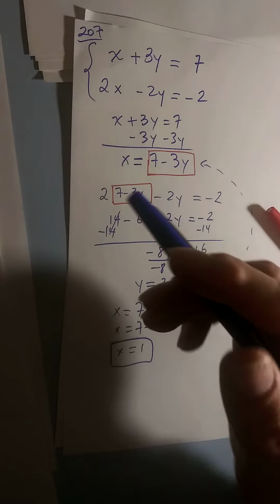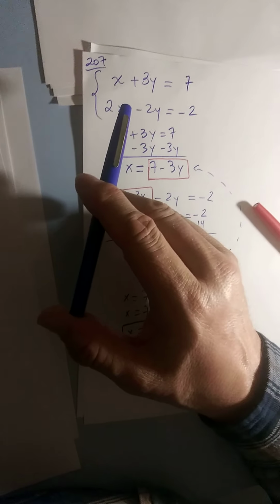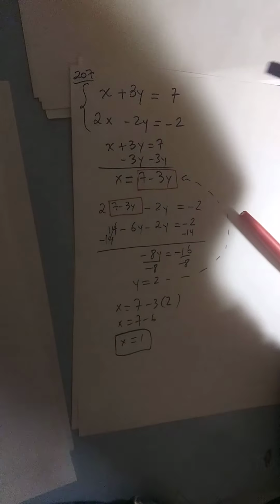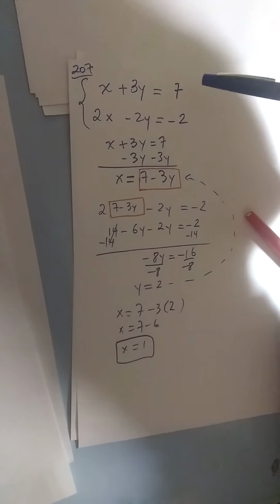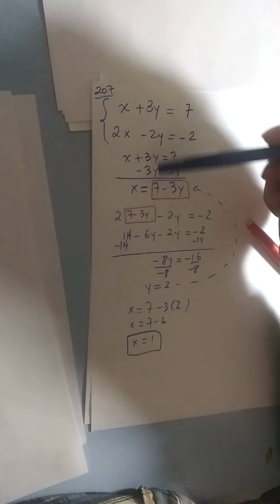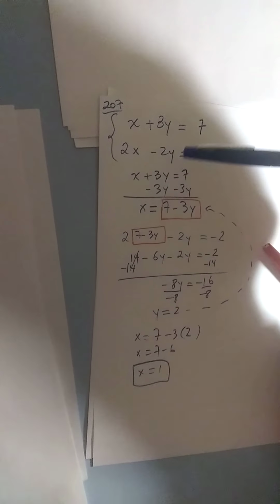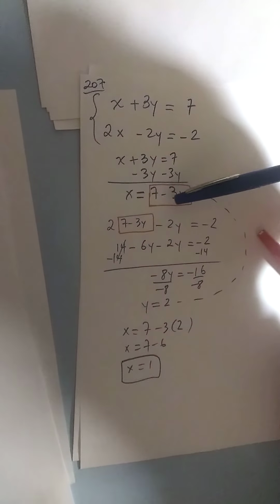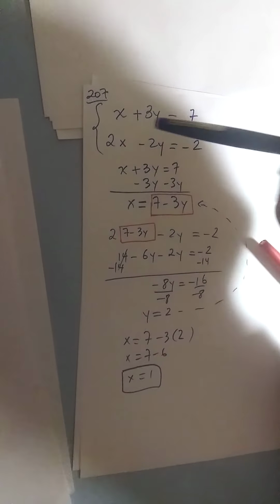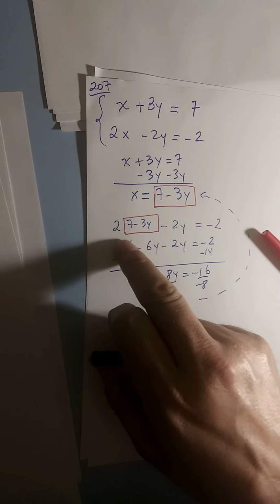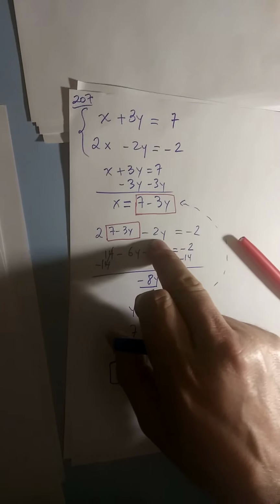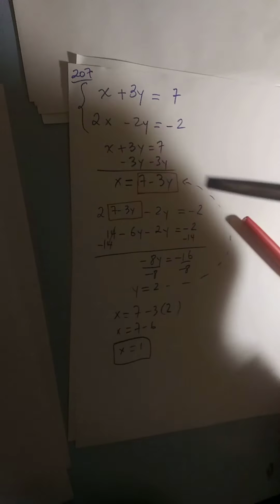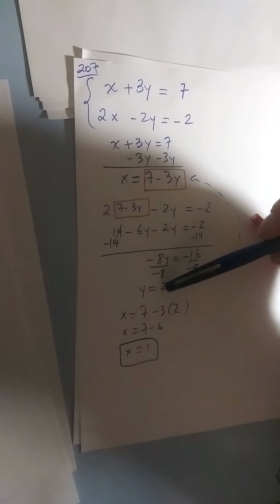In summary, when you're using the substitution method, pick one equation, eliminate one unknown. Like here we picked the first equation, we eliminated x. Solve for it. And then in the other equation, wherever you see an x, replace it by 7 minus 3y. And that's what we did here. 2 times 7 minus 3y, minus 2y equals minus 2. This becomes an equation in y only. Solve for y. That gives you y equals 2.